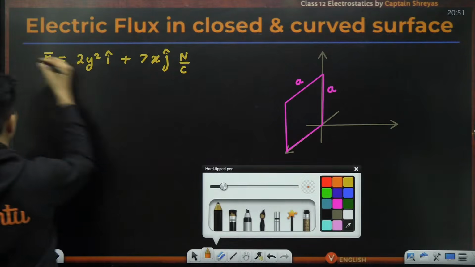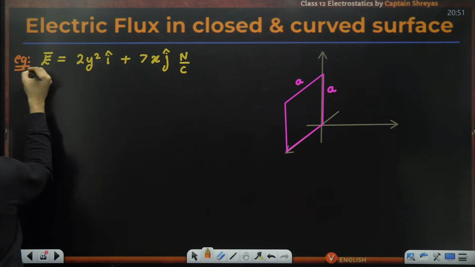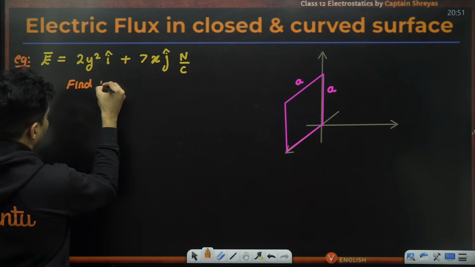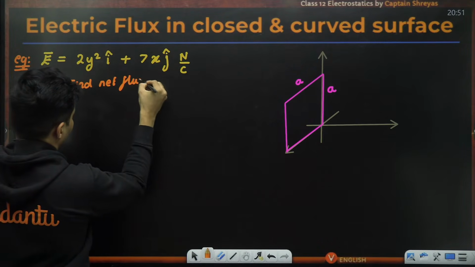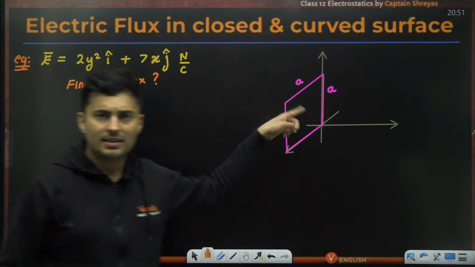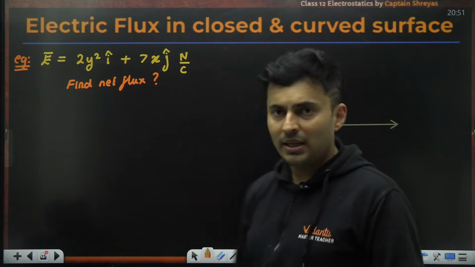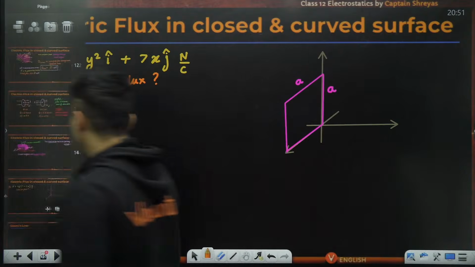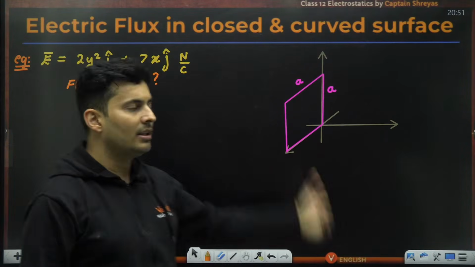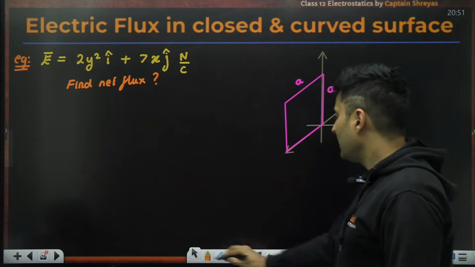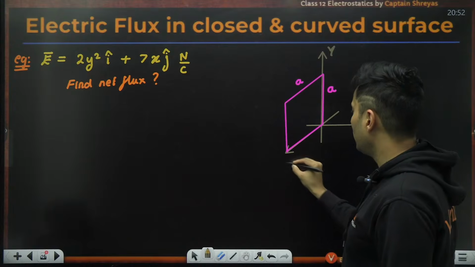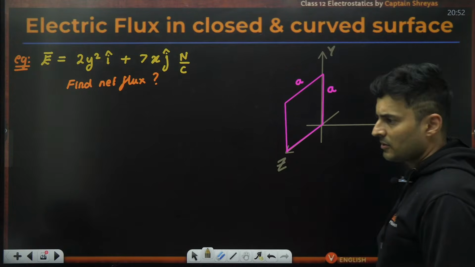Okay, this is a very good question. And the question is, can you find the net flux through that area whose square side length is A? Very nice question. Now, as you can see, the field depends on the x and the y coordinates. That means it is definitely a non-uniform field. This is x coordinate, this is y axis, this is z axis.